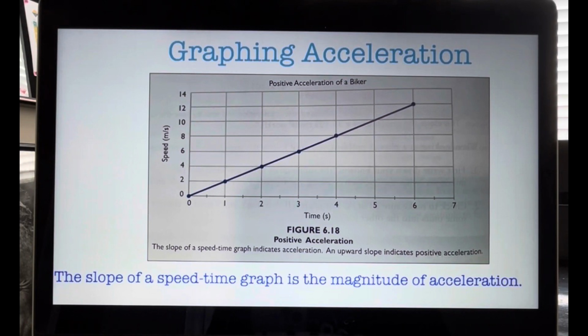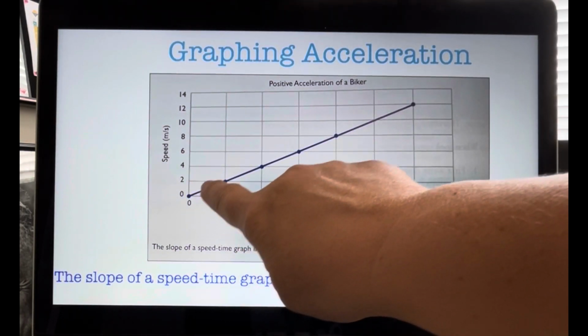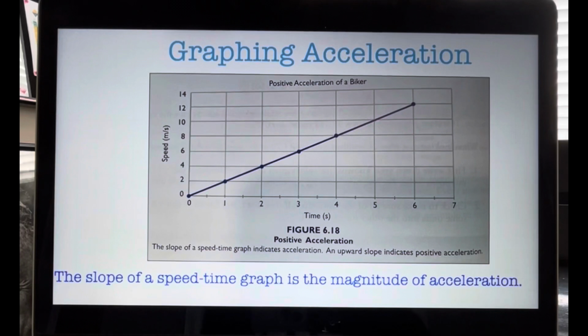This is a speed time graph, and the slope, the rise over the run, of a speed time graph is the magnitude of acceleration. Remember that the mathematical definition for acceleration is change in velocity, speed if it's a straight line, divided by the change in time. That is what this graph describes.